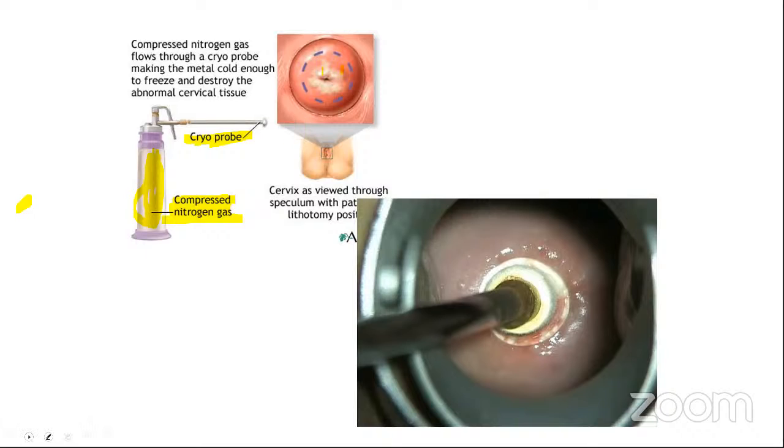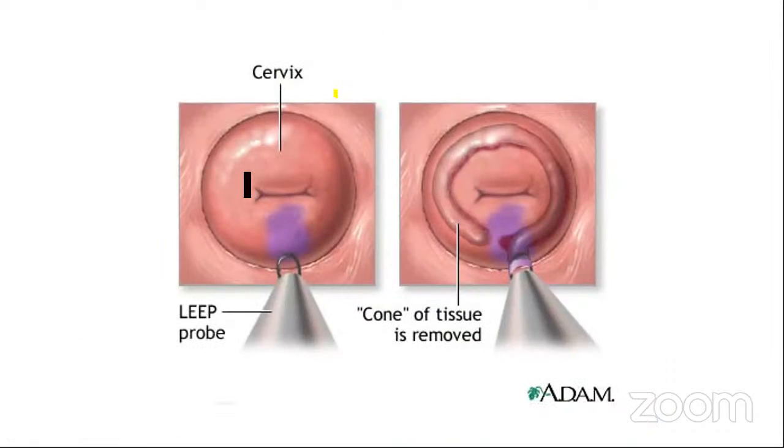This is large loop excision of transformation zone, which is an excisional procedure. The advantage of large loop excision of transformation zone is you're slicing the cervix, so you have the tissue to confirm your diagnosis. This is a small loop which has both cutting and coagulation, so they don't bleed. It will cut and coagulate. You're going to slice the cervix like an apple peeler.